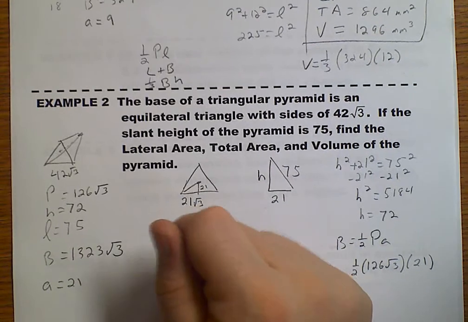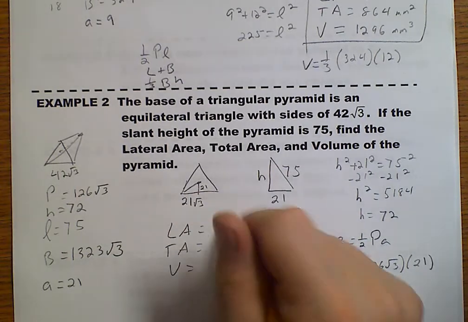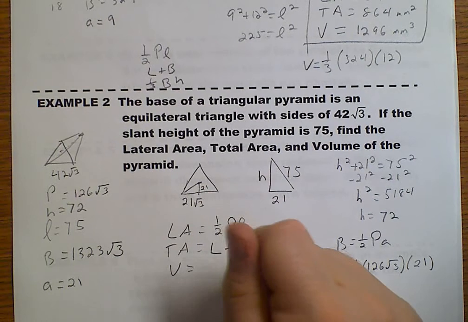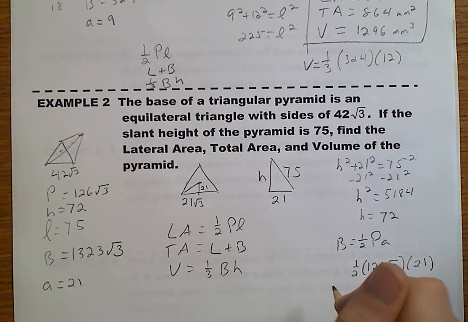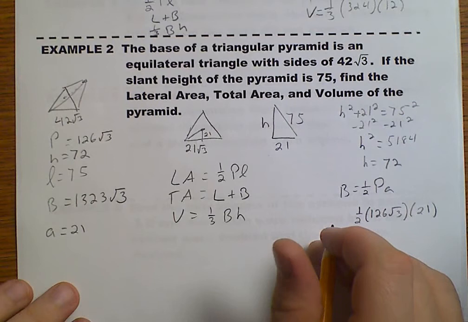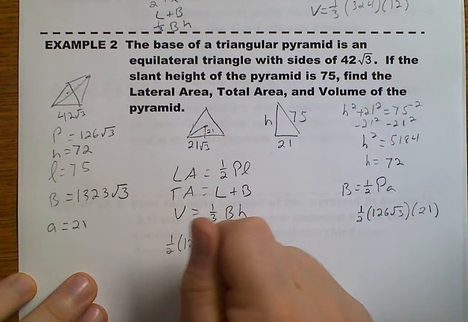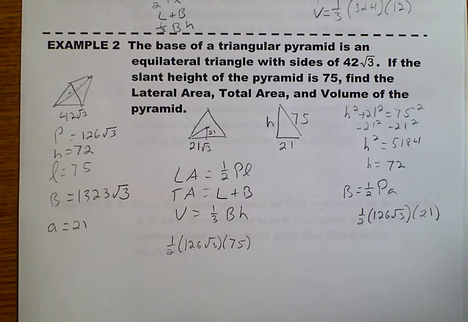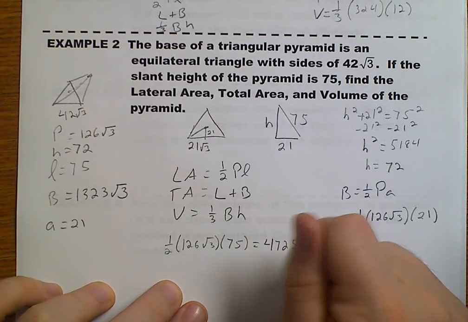We'll now need lateral area, total area, and volume. Those formulas again: 1/2 PL, lateral plus area of the base, and 1/3 area of the base times height. So, 1/2 times 126 root 3 times 75. This will give us a pretty large number. Equals 4,725 root 3.